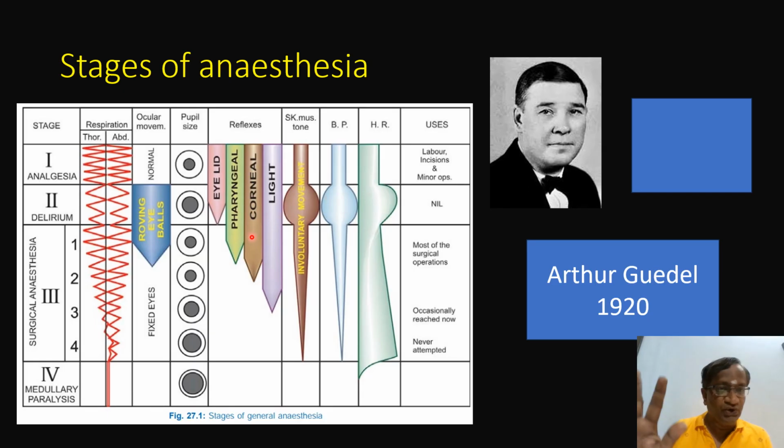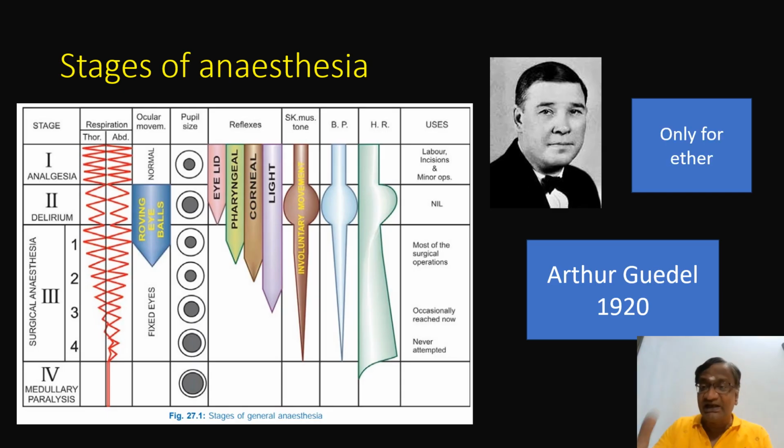Can we operate? No. Let us come to the stage of surgical anesthesia, planes 1, 2, 3, 4, where slowly the respiration becomes regular and then slowly apneic towards the stage of medullary paralysis. We want only at this stage, where pupils are not moving, normal, reflexes suppressed, no involuntary movements, BP is stable. That is what we want for anesthesia.